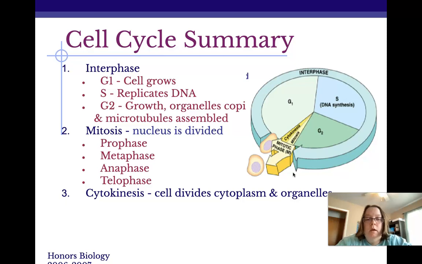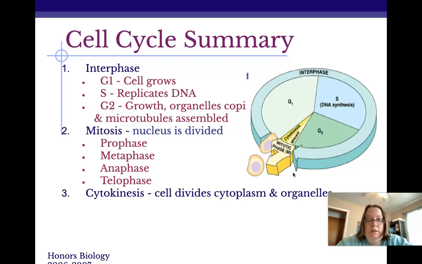So a summary of the cell cycle. A cell spends 90% of its time in interphase. Interphase is split into three parts. G1 is when the cell will grow. S phase is when the DNA is replicated. That's called DNA synthesis. G2 is when it will grow a little bit more, copy organelles, and copy membranes to prepare for division. That's interphase. After interphase, the cell will move into mitosis.